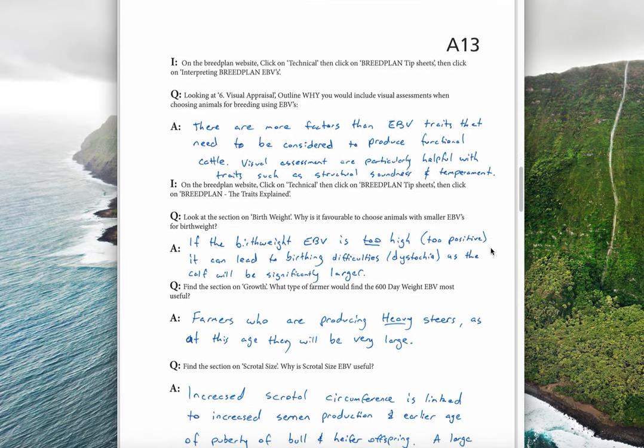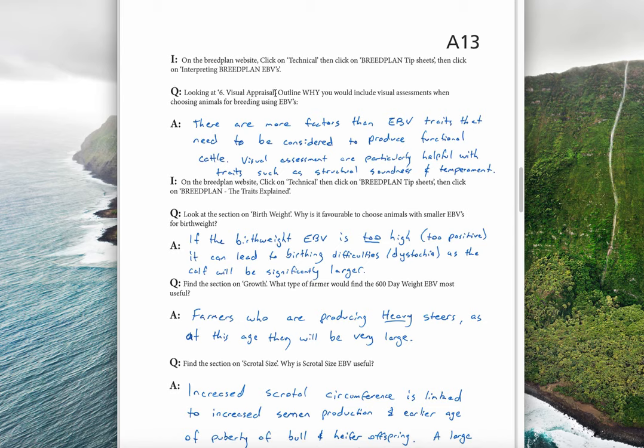Moving on to these ones, just a few questions here. So looking at visual appraisal, outline why you would include visual assessments as well as using EBVs. There's many other traits that you need in a cow, and not just the ones that are listed as EBVs. So someone who would buy animals based off their EBVs would often want to see the animals as well.